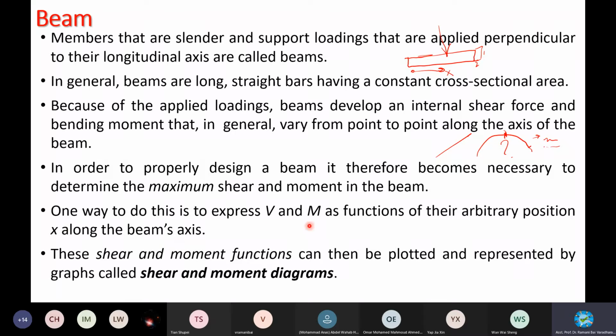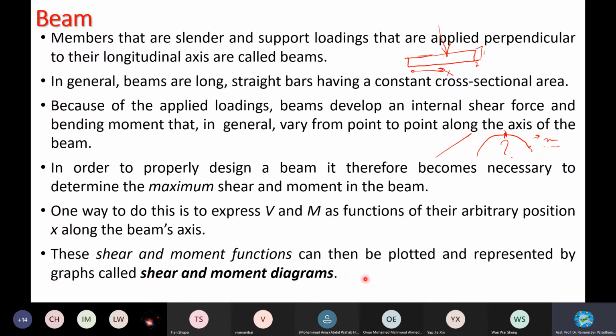One way to do this is to express V and M as functions of their arbitrary positions. To find this, sometimes it is not always linear, or always following an equation. Some asymmetric and nonlinear proportions are not able to be tracked. In that case, you can take a small area and then integrate over the limits. That is also possible. Let's see how we are going to do that. I will give some examples. With that you will be able to understand.